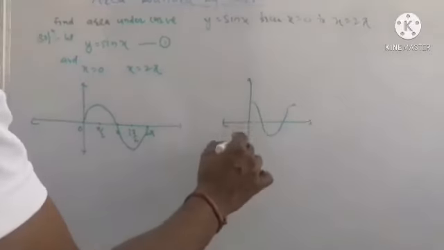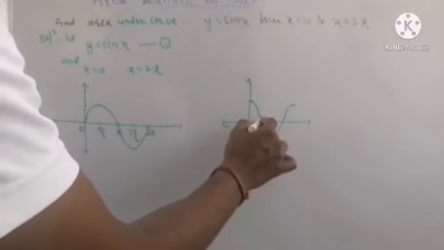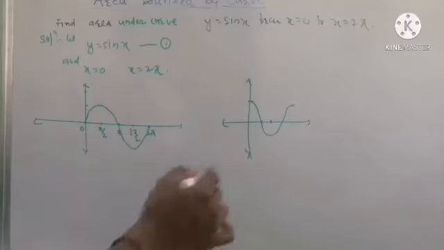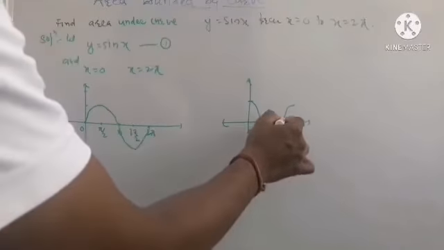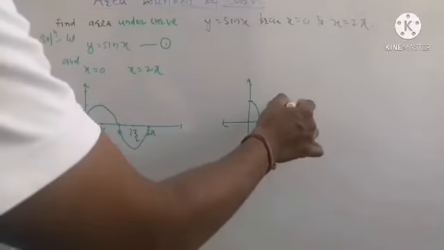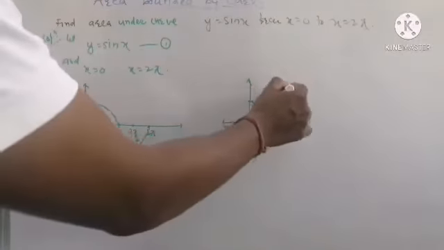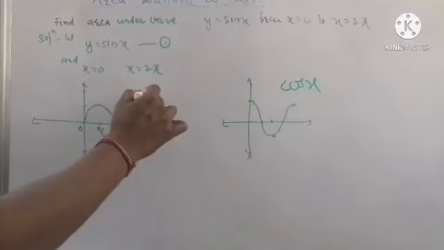That means at cos 0 we have the value 1, cos 90 is 0, cos pi is again minus 1, cos 3 pi by 2 is 0, and cos 2 pi is again 1. Okay, remember these two curves. This is a cos curve and this is a sine curve.